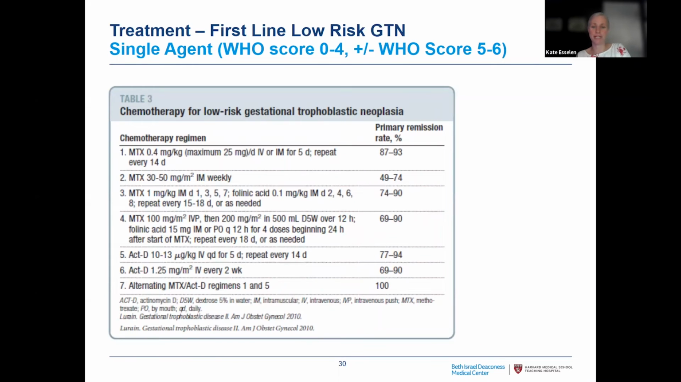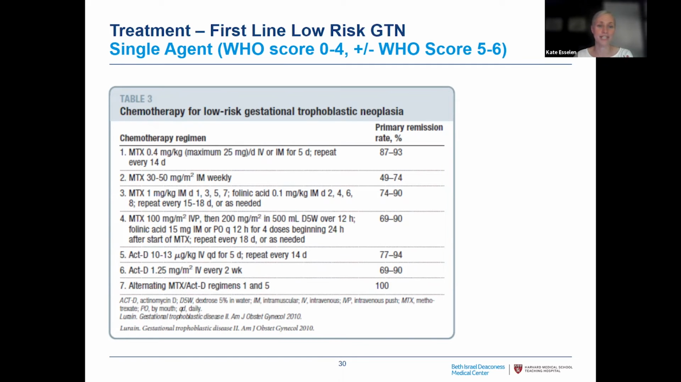But for these patients who are our low risk disease patients, so most of them have a WHO risk score between 0 and 4, we can treat them with low risk chemotherapy. So there are 2 main options, although you'll see there are many different ways to give them. So this is a table sort of summarizing all the potential chemotherapy options that have been studied and reported on for low-risk gestational trophoblastic neoplasia.